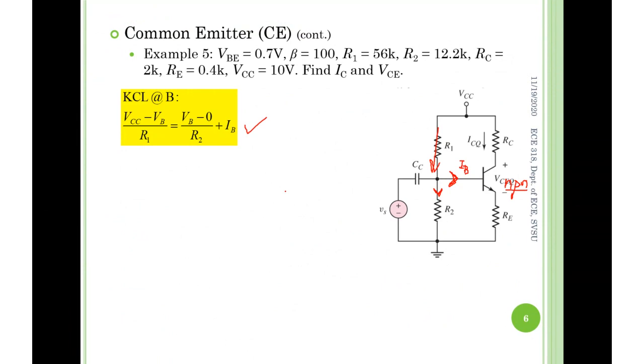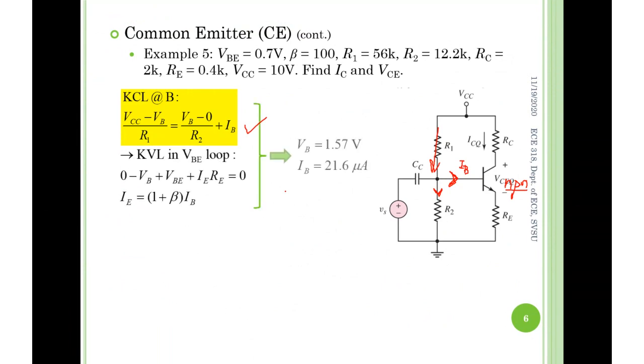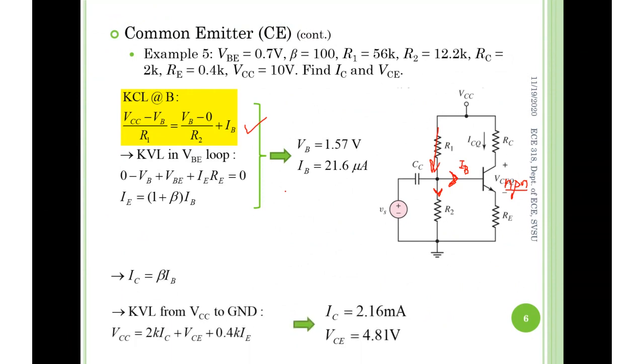And if this is fine, then the rest of the thing remain same, right? They are not wrong. Okay, so eventually the correct IC is 2.16 milliampere and VCE is 4.81 volt. It's big enough to be active.